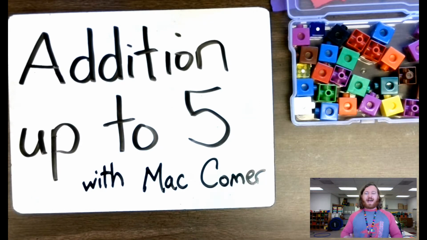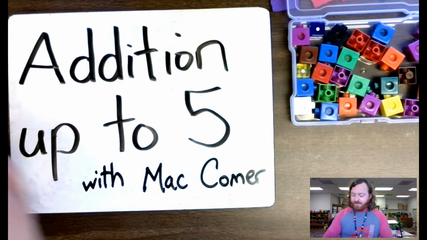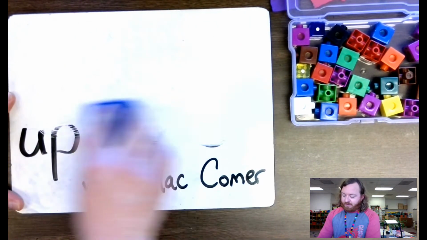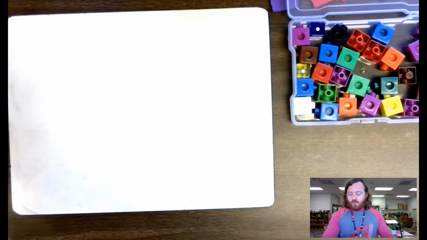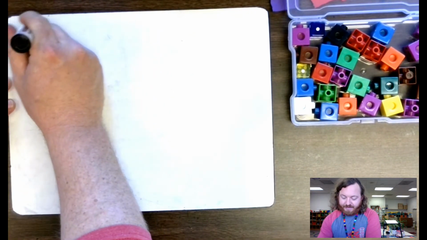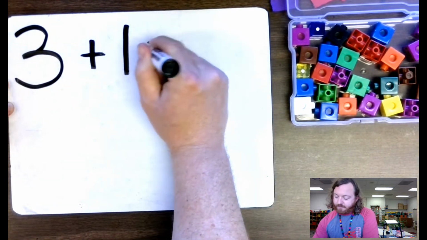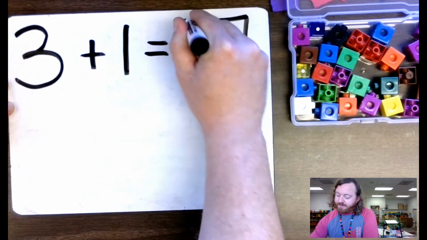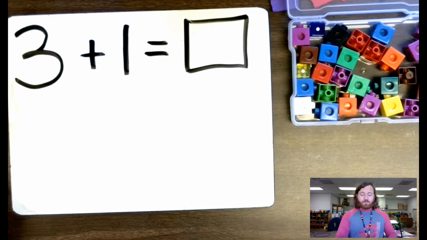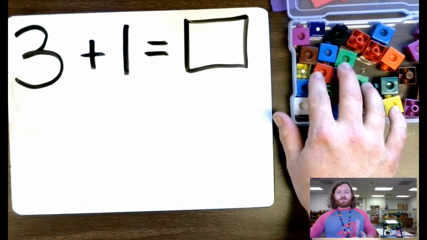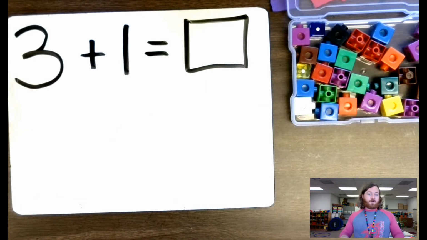Addition facts up to 5. We're going to start off with a simple problem. That problem is 3 plus 1 equals, and then I'm going to draw a box. We're going to solve this problem using 3 different ways. The first way is by using cubes. The second way is by using pieces of paper. And the third way, we're going to actually draw bubbles. That way, if you don't have cubes or paper, you can always learn how to show your work on your paper, which is super important.